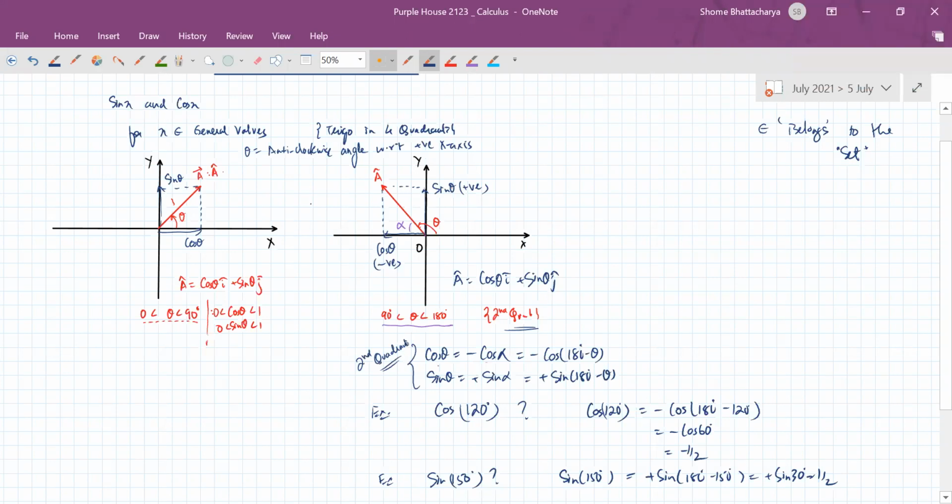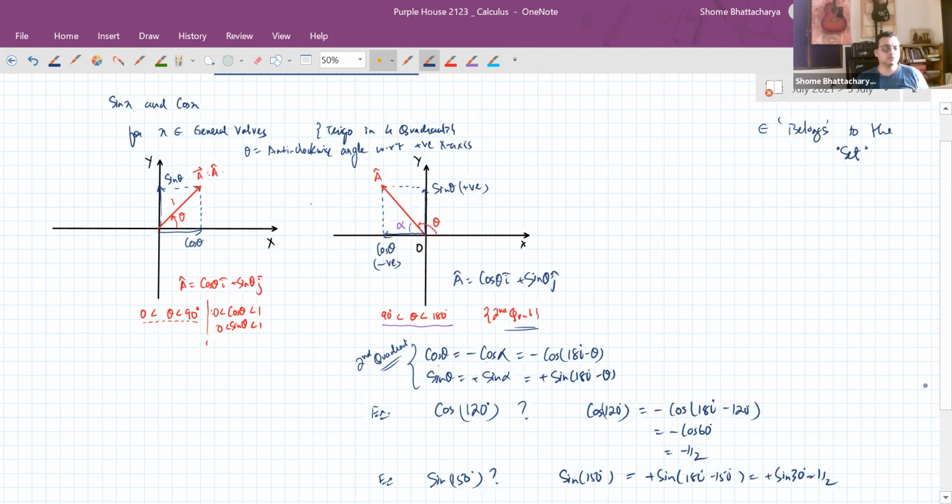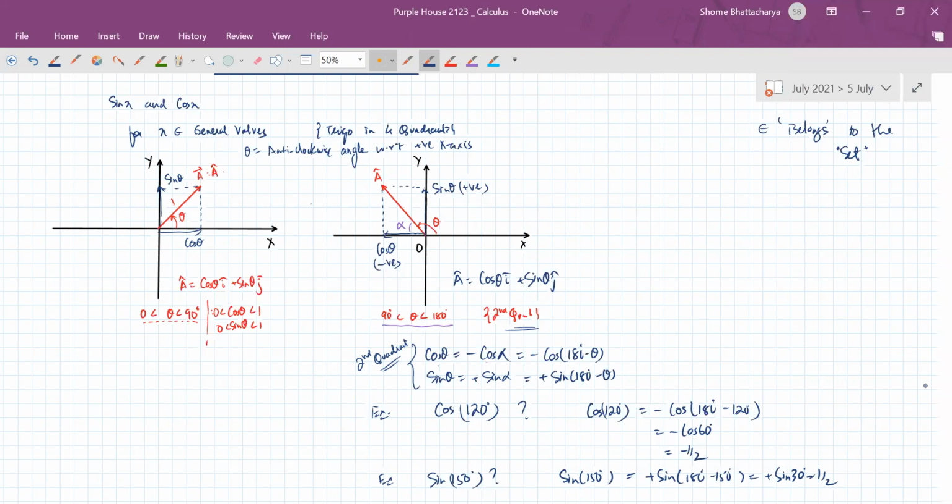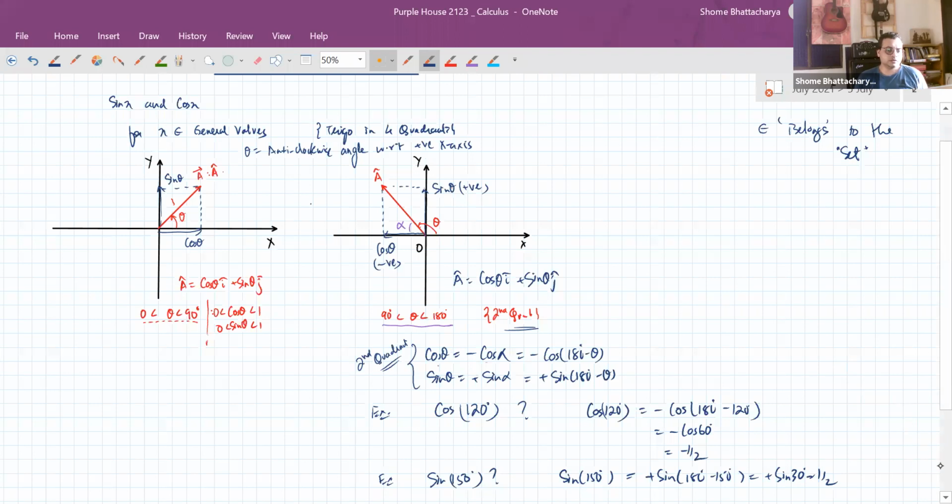Sir, when we go further in this syllabus, do we have to draw graphs also? Yeah, you have to know the graphs of sine and cos. That's correct. So will we have to draw it also? Yeah, I'll explain the graphs to you. Let's first understand the formulae of the four quadrants.